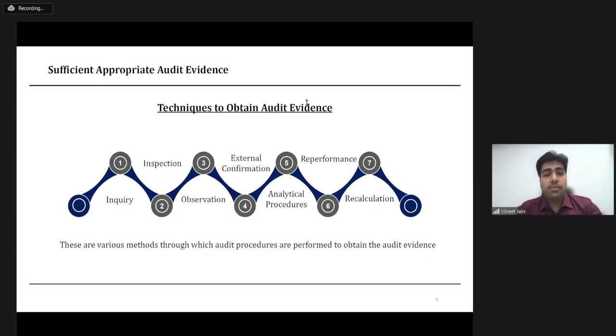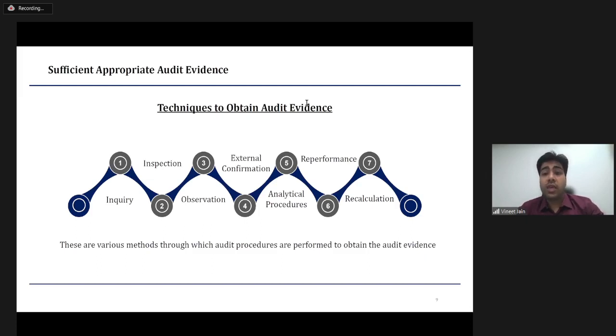Just now in this example, the management responded that the difference between the debtor confirmation and the debtor balance as per books is because the confirmation includes the base balance, whereas since the debtor has been overdue for more than 3 months, our closing balance also includes interest, because the interest was due if the debtor is outstanding for more than 3 months.